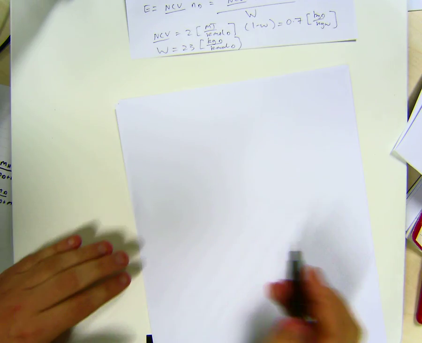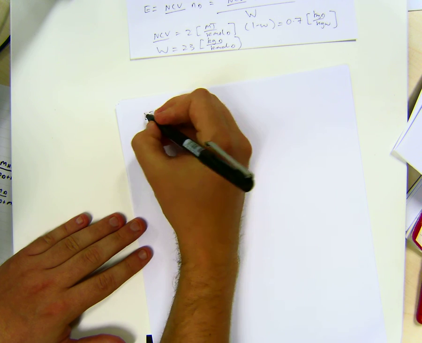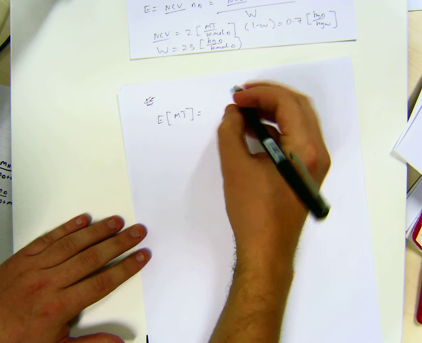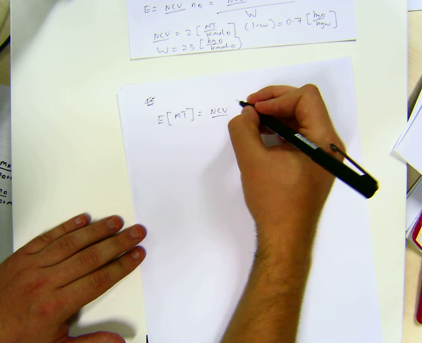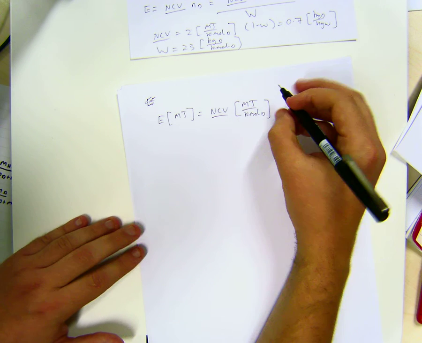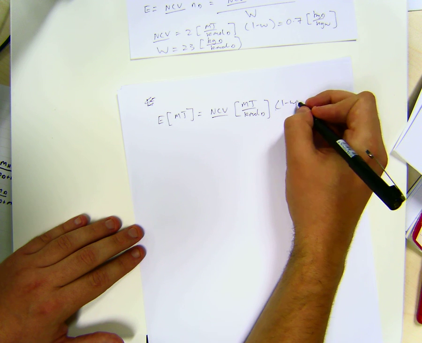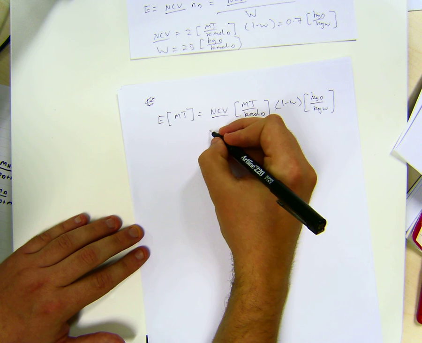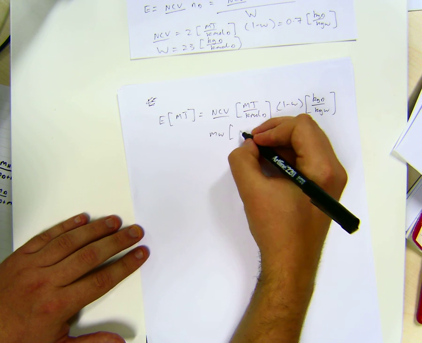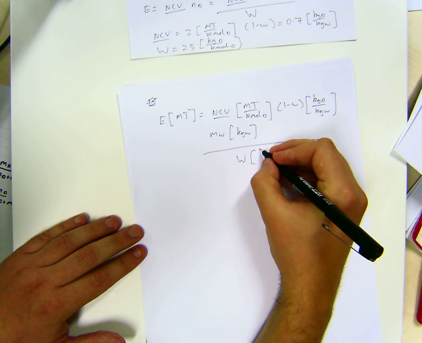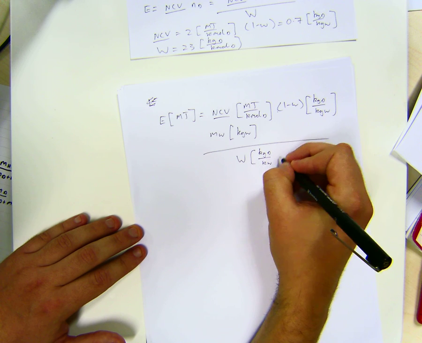So I'll just write that out one more time just to make it clear how the units are all consistent. So energy in terms of megajoules equal to NCV on a mole basis, megajoules per kilomole dry, by 1 minus w, which has units kilogram dry per kilogram wet, by mass of the wet wood, which has kilogram wet, all over molecular weight, which has units kilogram dry per kilomole dry.